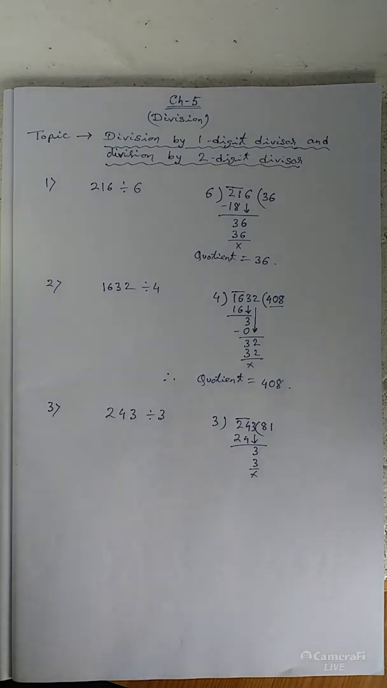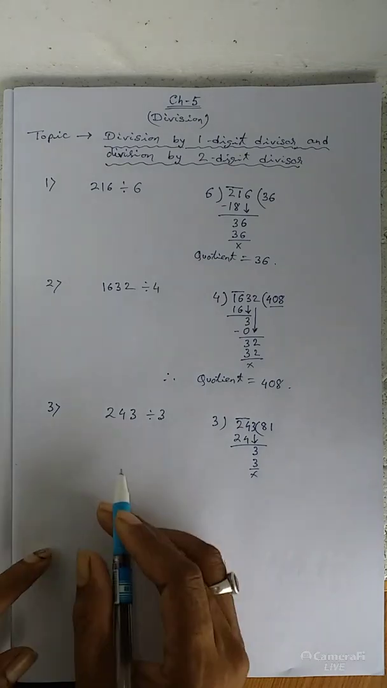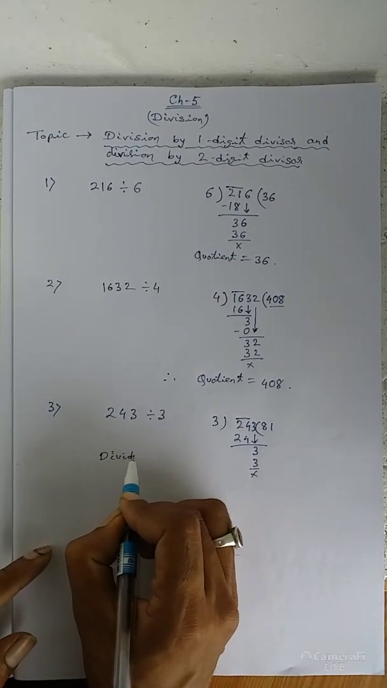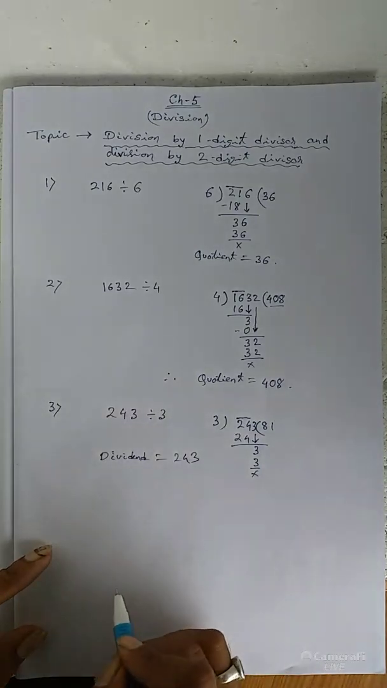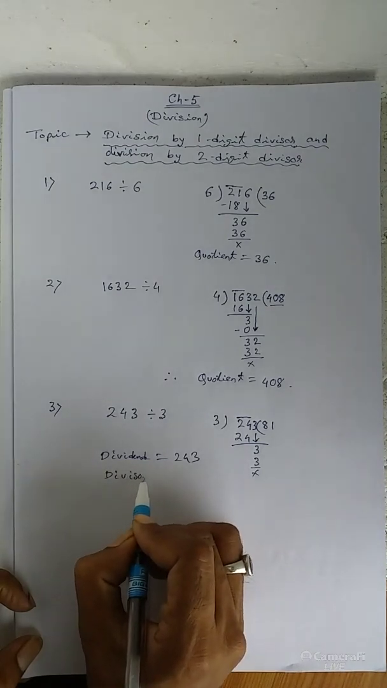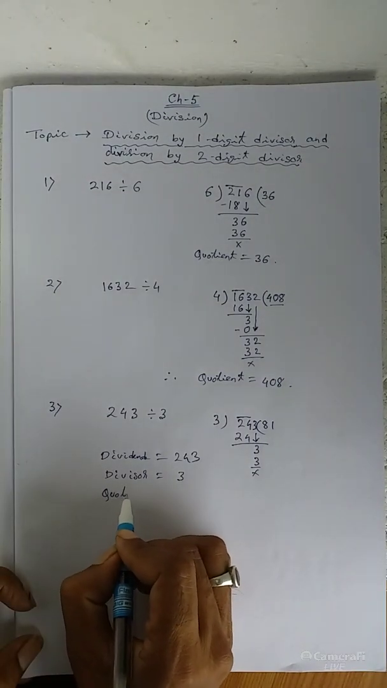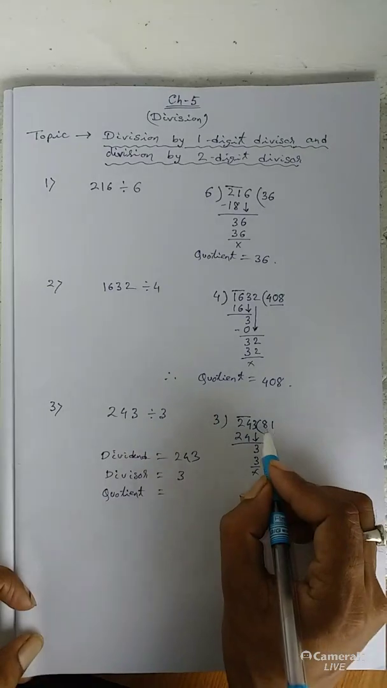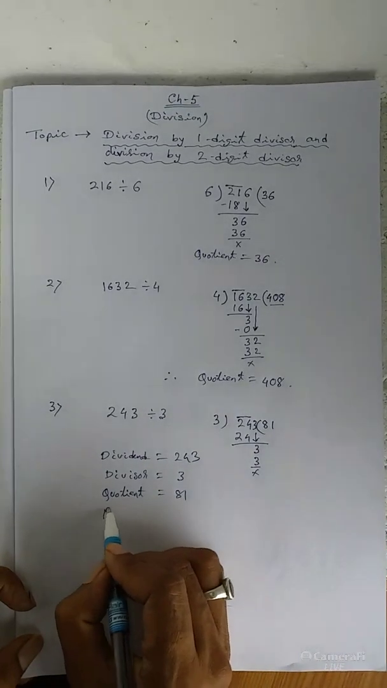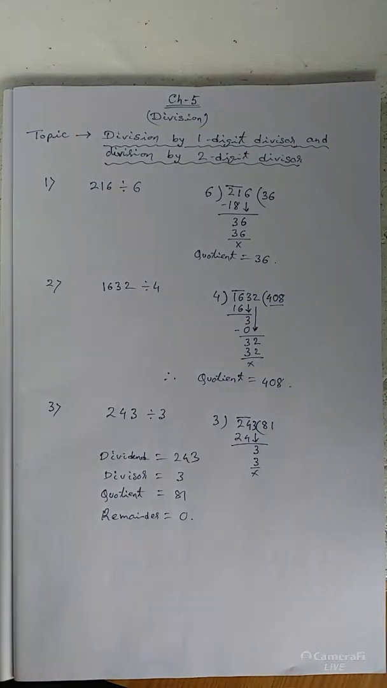Now suppose we have to check whether our division is correct or not, then how can we check it? There is a process. First we note down the dividend, divisor, quotient and remainder. Here dividend equals 243, divisor equals 3, quotient equals 81 and nothing is remainder here. So the remainder will be 0.